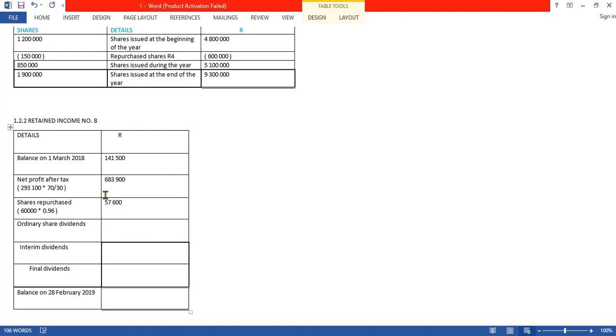So we said 293,000, and then we multiplied it by 70 divided by 30, and that gave us 683,900. So now that we have shares repurchased and net profit after tax, we are now going to calculate ordinary share dividends. But before we find ordinary share dividends, we must firstly calculate interim dividends and final dividends. Okay, let us go to our question paper.